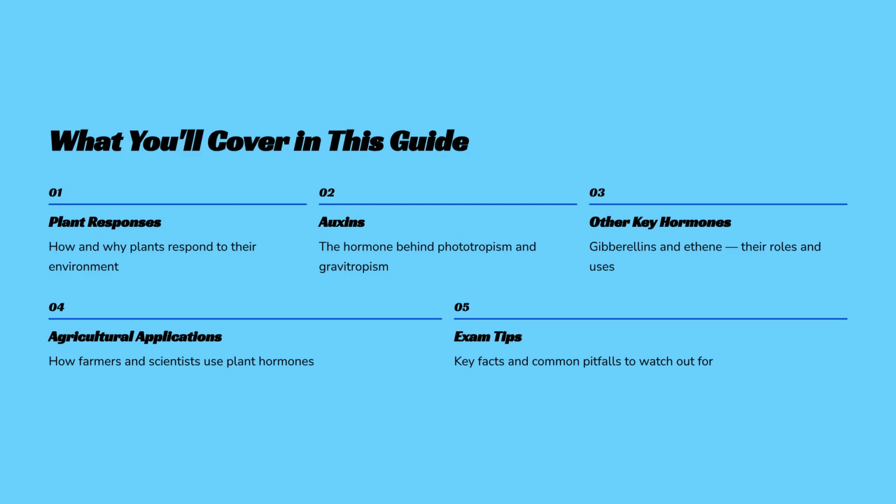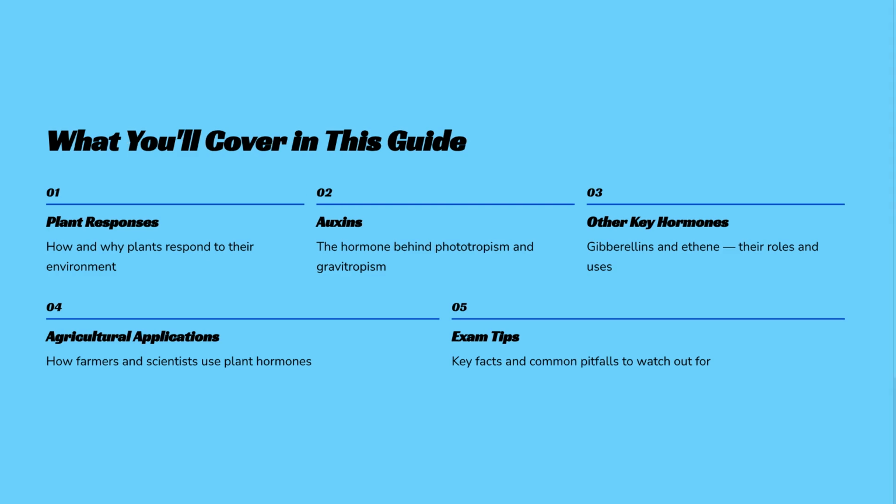We will cover 5 main sections: plant responses, auxins, other key hormones like gibberellins and ethene, agricultural applications, and exam tips. This structure will guide you through all the essential topics.